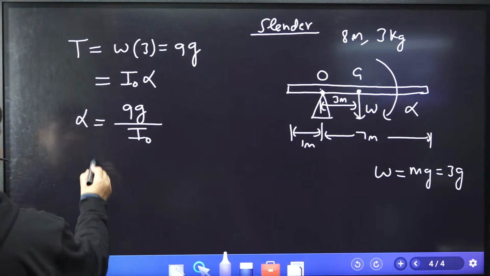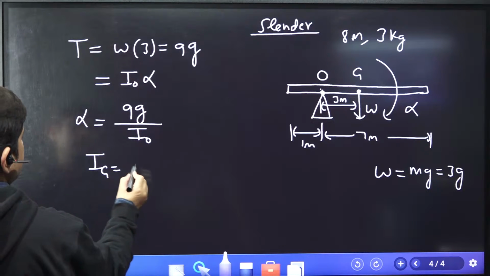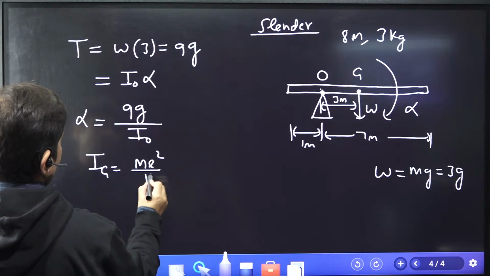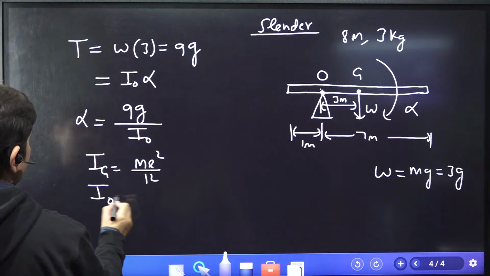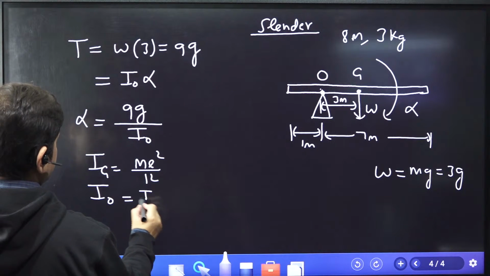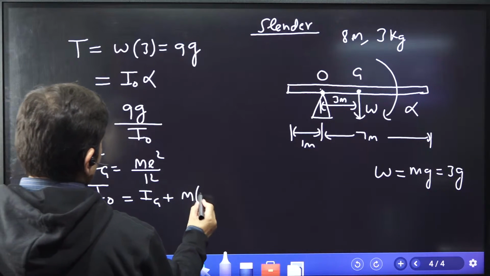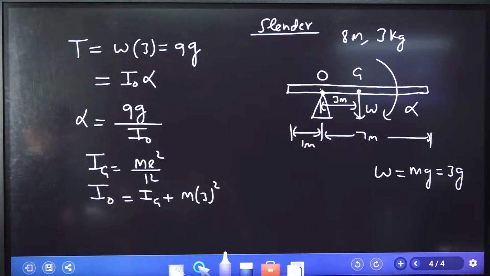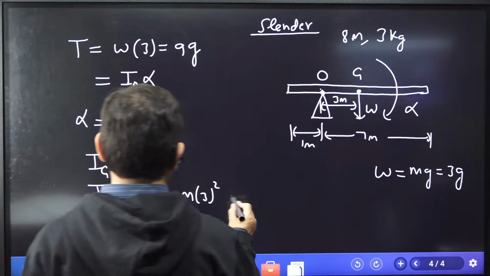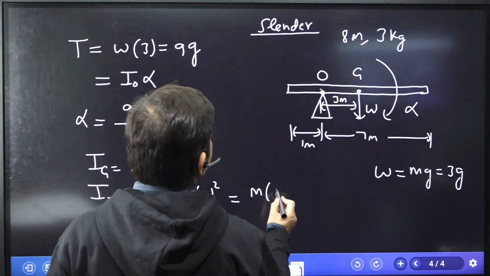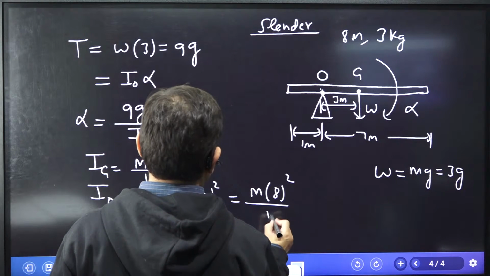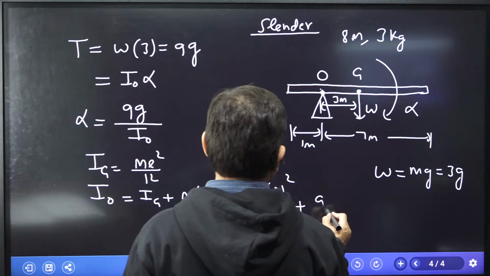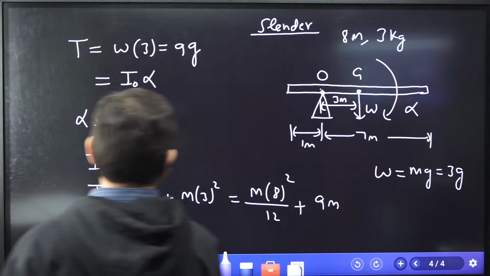Achha, do you know what is the I of this rod about G point? Yes, mL square by 12. Do you know what is the moment of inertia of this rod about O? Yes sir, parallel axis theorem. Parallel axis theorem. What is that? Ig, moment of inertia about centroidal axis, plus mass into distance between the two axes, that is 3 meter. Okay, so can I say this is now m, L कितना है भाई साहब, 8 square by 12 plus 9m. Okay, what is this coming?